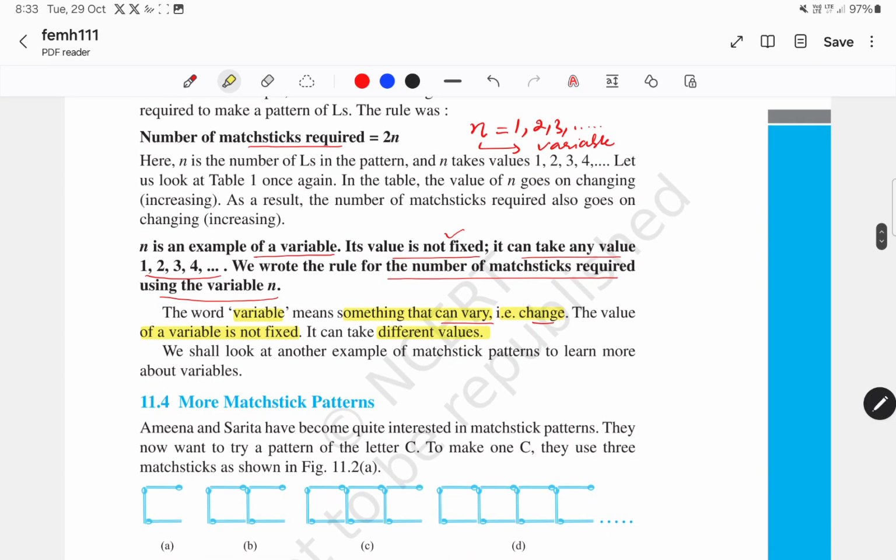So it was all about the variable. A variable has different values. So we write a variable in small letters of the English alphabet. For example, we can write n here. We can also write a. We can write z. We can write x. We can write y. These are all symbols of a variable.